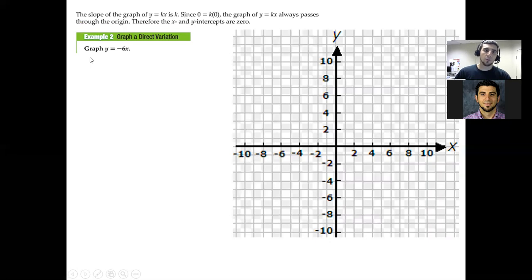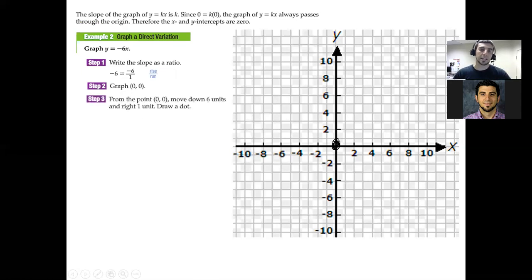So if we want to graph y equals negative 6x, we can first write the slope as a ratio if it's not, so negative 6 is negative 6 over 1. Then you graph the origin, so 0, 0, and then you use the slope as kind of directions for how to get to your next point. So since the slope's negative 6 over 1, you rise negative 6, which really means go down 6, and run 1. So I would go down 6 and over 1, and this is my point.